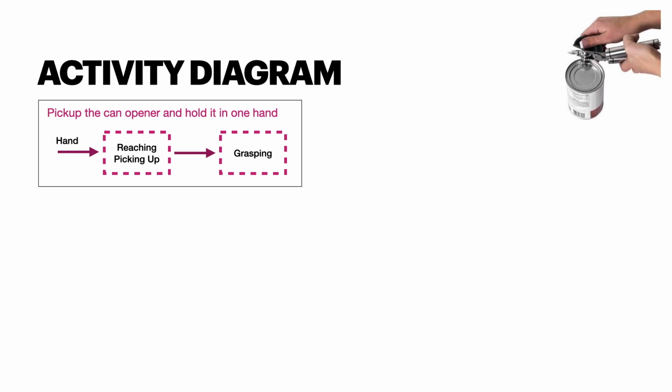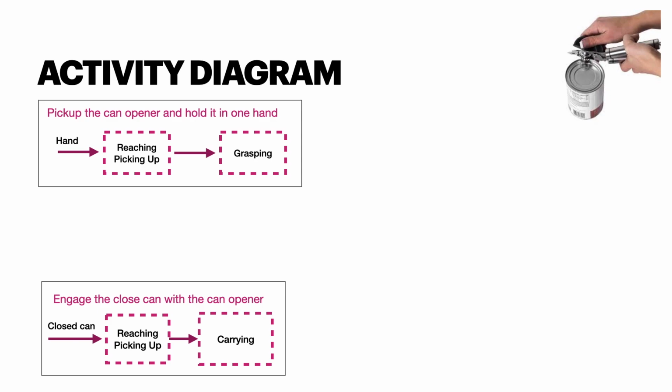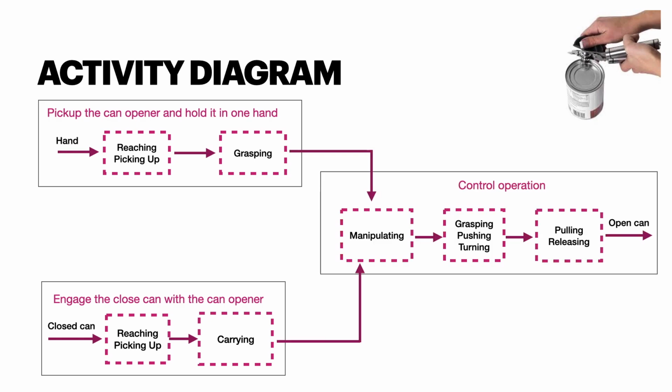Pretty simple. And then with our other hand, we are going to reach out to the closed can, pick it up, carry it, and bring it close to the can opener. And then we will need to connect these two elements. So we will do some manipulation so we can connect the can with the can opener. And then after some grasping, some pushing or turning of the tool, we will be able to open the lid and pull it out, and we have a can that is open, right?